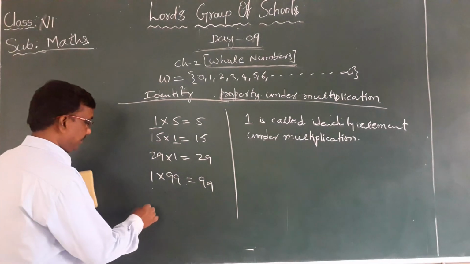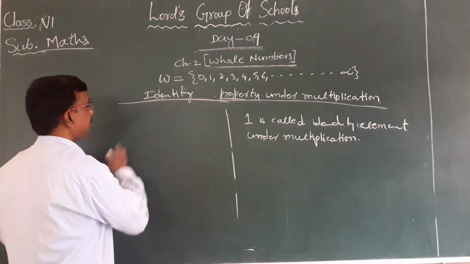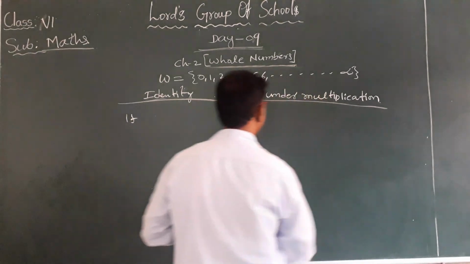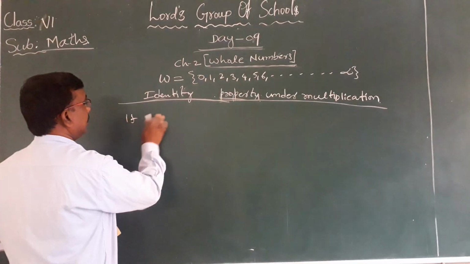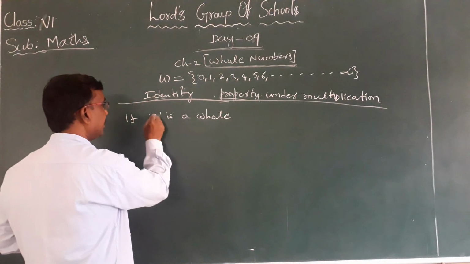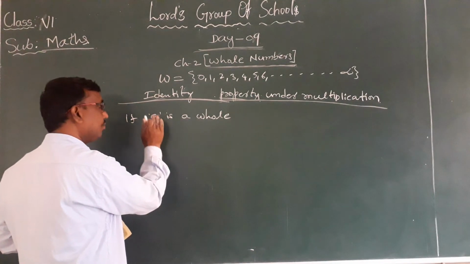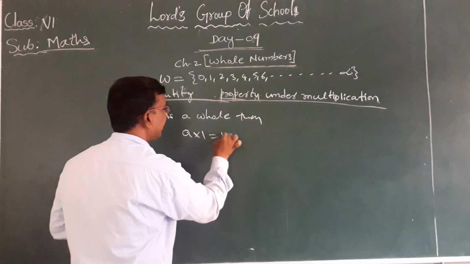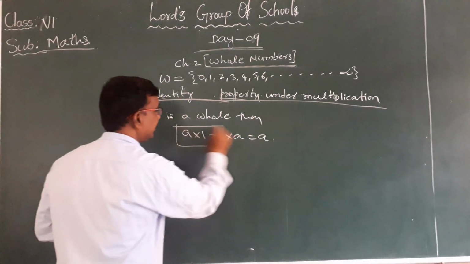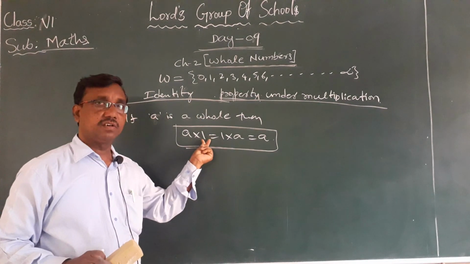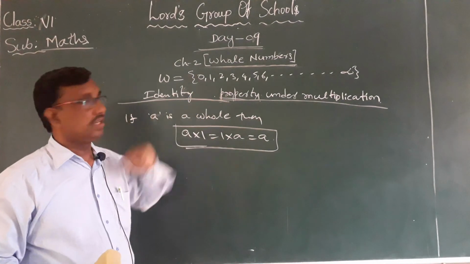If you want to generalize it, what can we write? If A is a whole number, any letter instead of A, then A into 1 or 1 into A will be A. So this is called identity under multiplication. 1 is called multiplicative identity or identity element under multiplication on whole numbers.